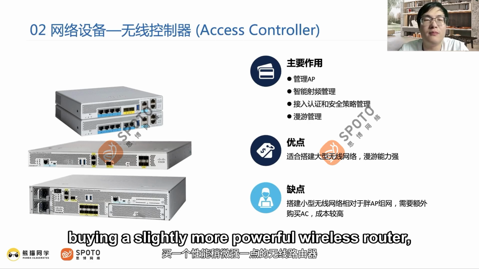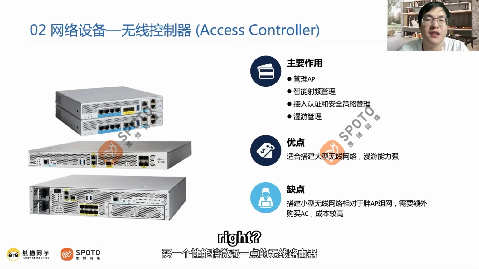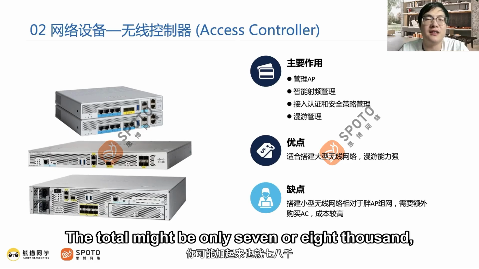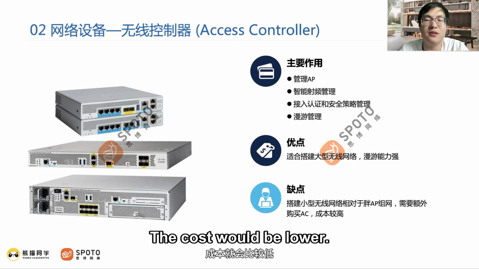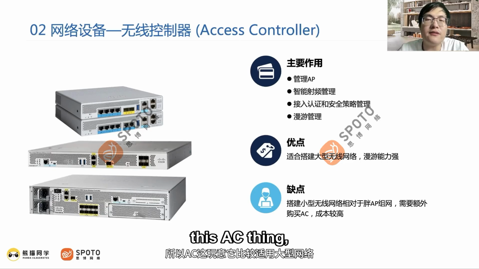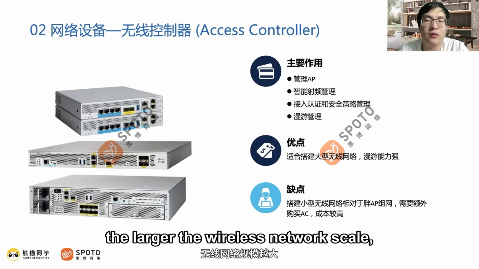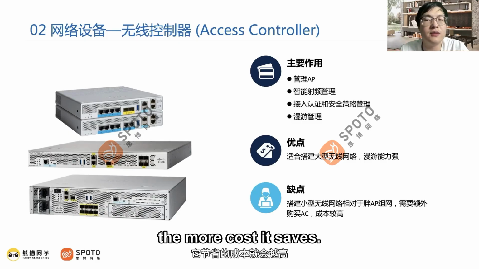You'd be better off buying a slightly more powerful wireless router. Buying 4 independent ones also works, and the total might be only 2,000. So this AC is more suitable for large networks. The larger the wireless network scale, the more cost it saves.